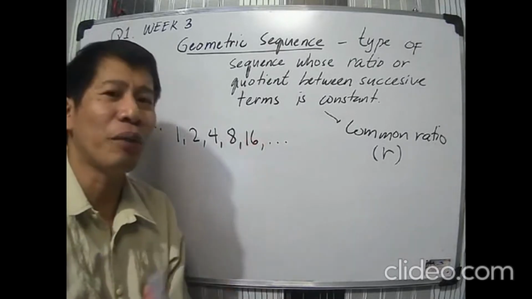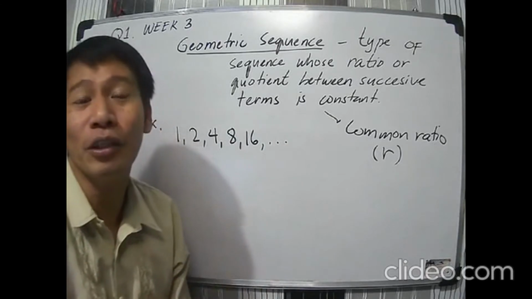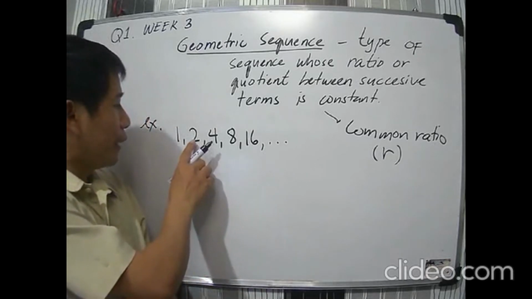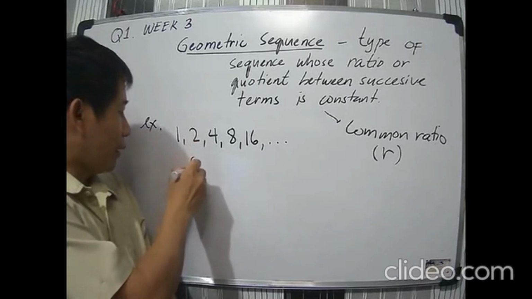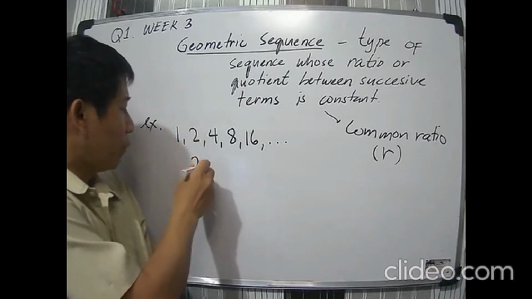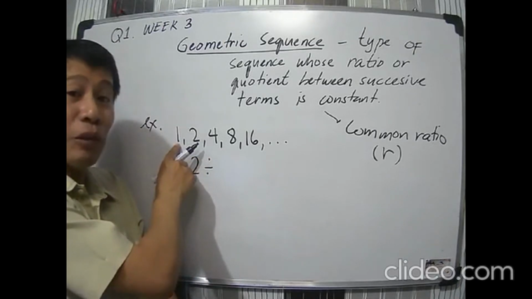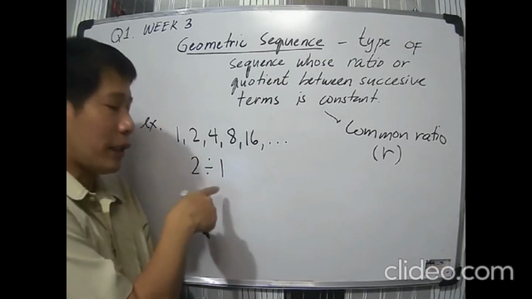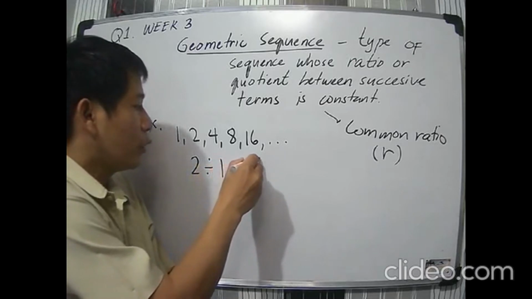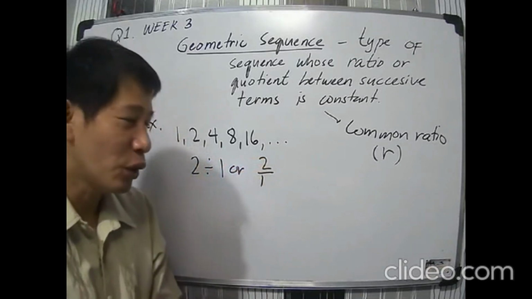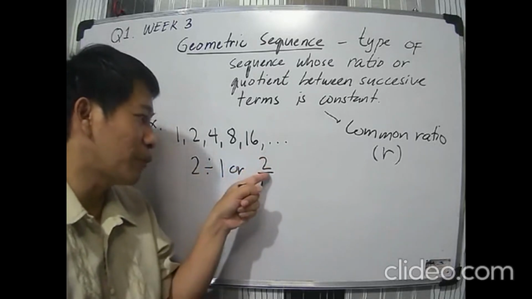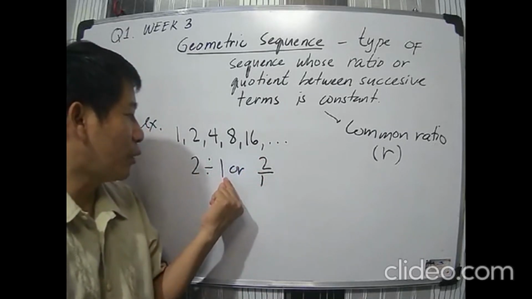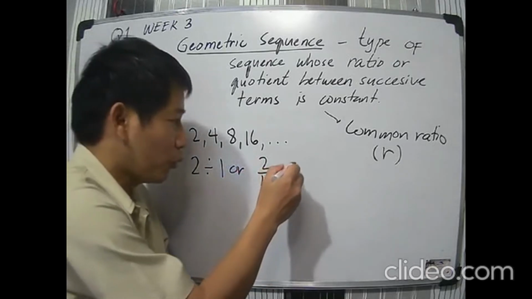Tanong, ito kaya ay geometric? So, by definition, there should be a common ratio. So, paano naman yung pagkuha ng common ratio ng isang geometric sequence? So, we have here the next term, which is 2, divided by the previous term, 1. You can write your sentence here, or this one, as 2 over 1. Parehas lang din yun. So, yung 2 divided by 1, or 2 over 1, because this fraction bar also denotes division. So, what is 2 divided by 1, or 2 over 1? The answer is 2.